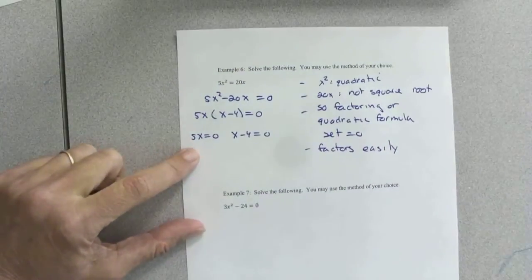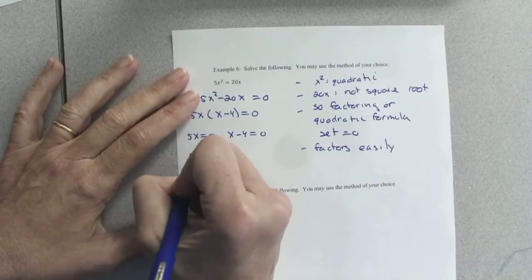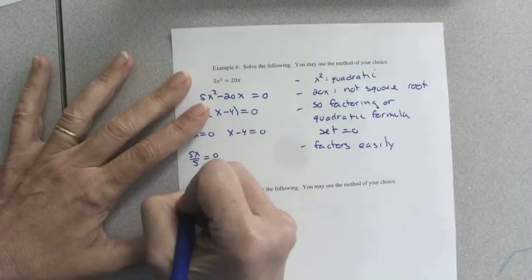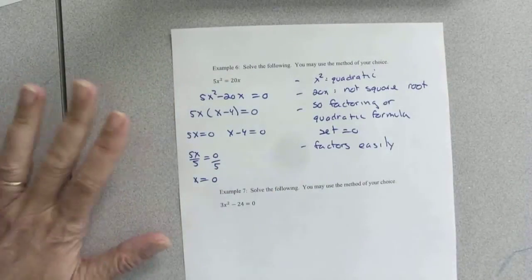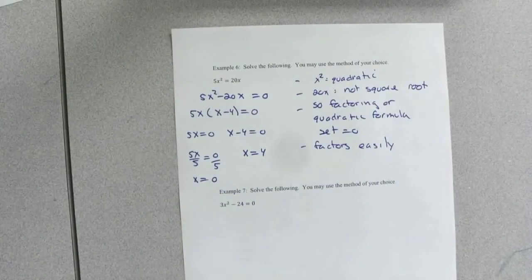And then beating this to death, because I have students that'll give me this answer wrong all the time. Divide both sides by 5. And 0 divided by 5 is 0. And x equals 4. And there's that guy.